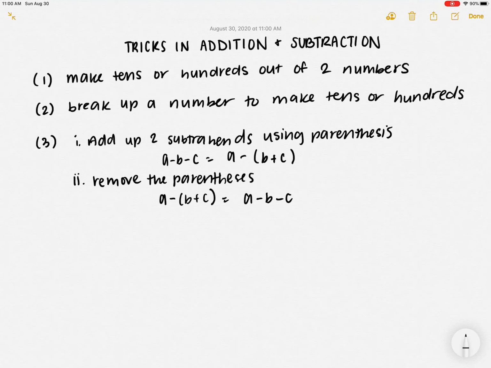Today we will be learning some tricks in addition and subtraction. These tricks should help you solve addition and subtraction problems a lot quicker. So there are 3 tricks that we're going to learn today. The first 2 are for addition and the last one's for subtraction.